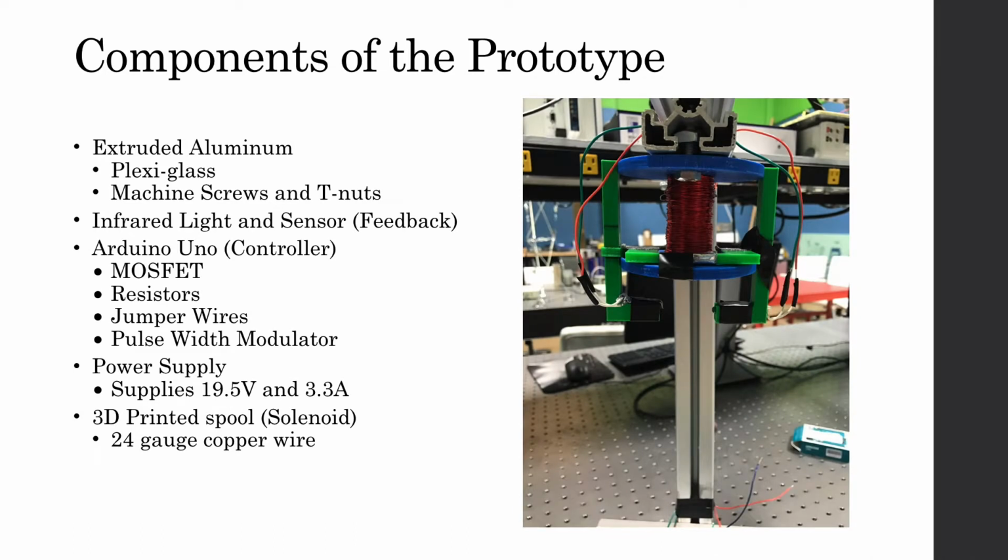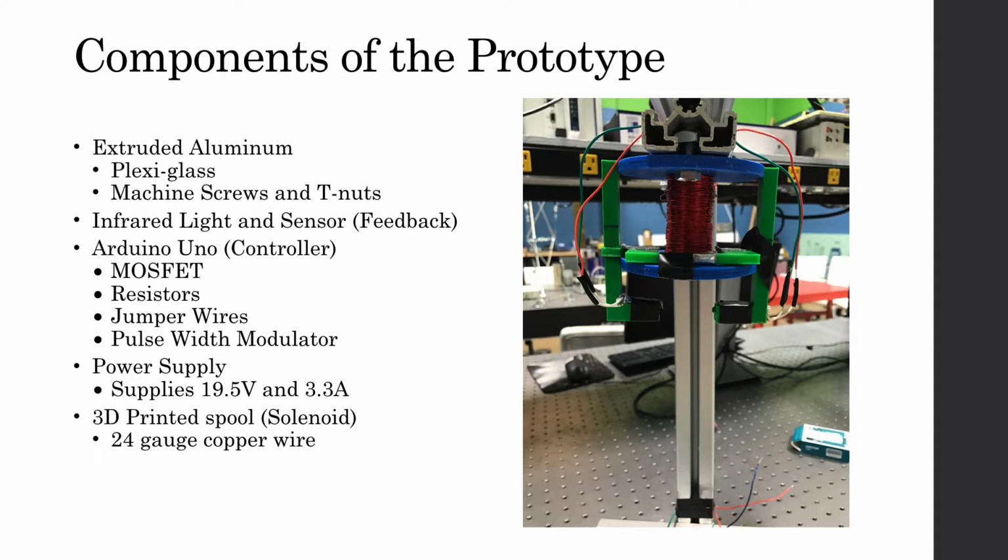We had to build a sturdy frame to support the electromagnet and a housing for the controller. We decided to make both from extruded aluminum, plexiglass, as well as machine screws and T-nuts. We had 3D printed adjustable brackets to be able to move our infrared light emitter and our infrared light sensor to be able to change heights. We also included an Arduino Uno as our controller, a MOSFET, a 10K resistor, jumper wires to connect it all, and a pulse width modulator.